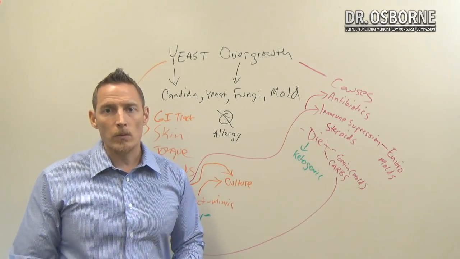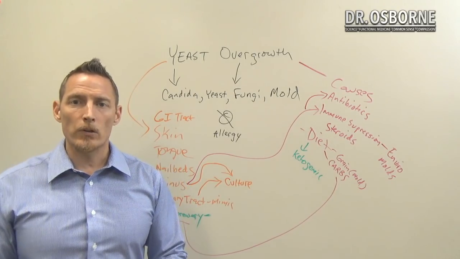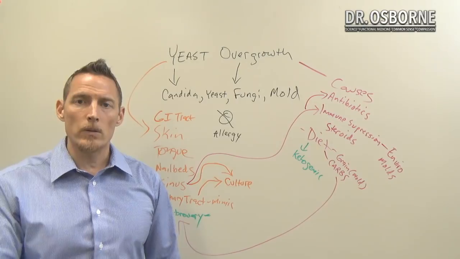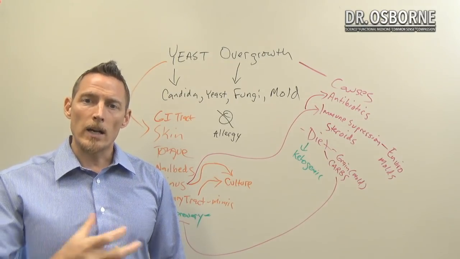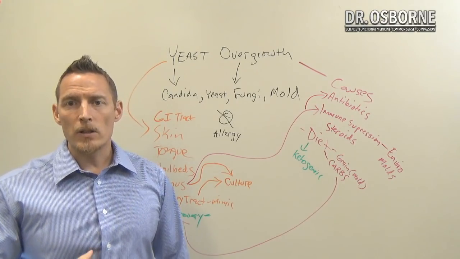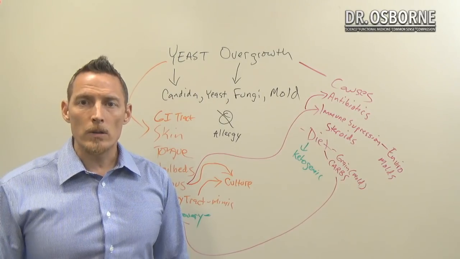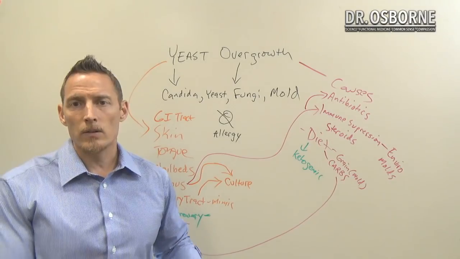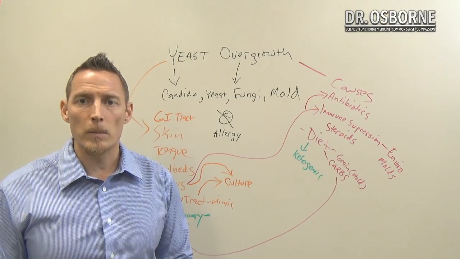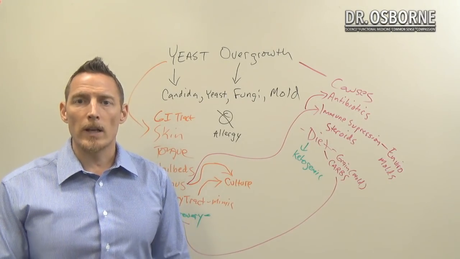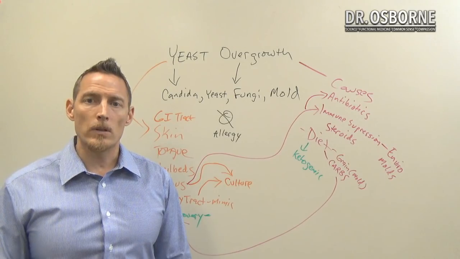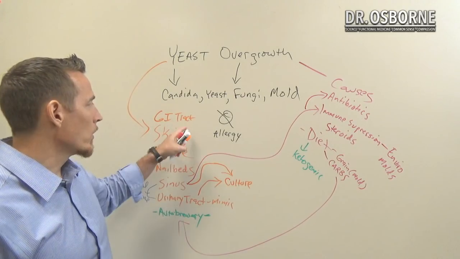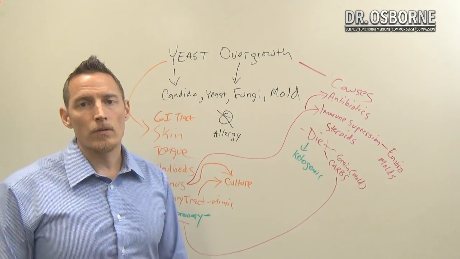The GI tract is one of the most common places that we'll see yeast overgrowth that leads to autoimmune disease, meaning yeast create toxins that can damage the gut lining, that can mobilize your immune system. And when your gut lining is being damaged and yeast are producing toxins, those things can get access to your bloodstream and create a molecular mimicry-like effect that contributes to autoimmune disease. So GI tract mold or GI tract yeast overgrowths are very common.